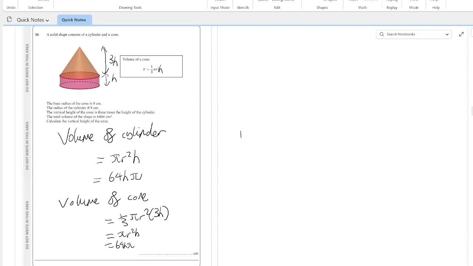So if we add these up, we get 128h pi equals 640 pi. And here we're just adding the volume of the cylinder and the cone. The pi's cancel out, and h is 5 if you do 640 divided by 128. But that's not the height of the cone, that's the height of the cylinder. So the height of this cone is 5 times 3, which is 15. So 15 is our answer.